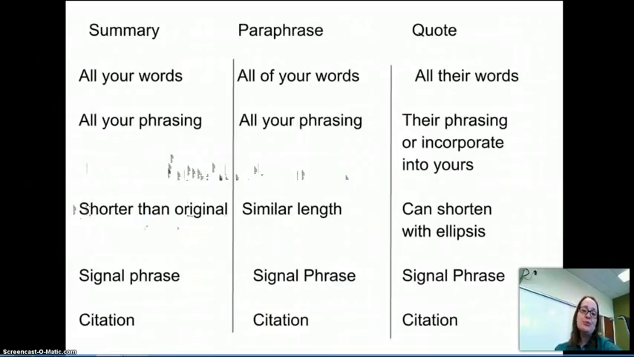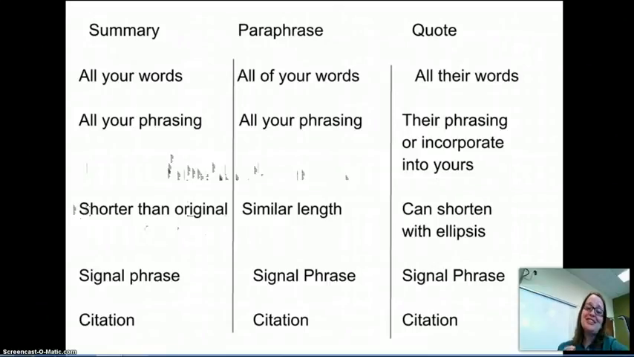All right. So as a review, a summary is all of your words, a paraphrase is all of your words, and a quote is all of their words. A summary is all your phrasing too. That's your sentence structure. The same goes for a paraphrase. And in the quote, it can be their phrasing or you can incorporate it into yours. A lot of times the most effective quotes are just a few words long. And you just incorporate that into your own phrasing. A summary is shorter and a paraphrase is about similar. If you need to shorten a quote, you use an ellipsis. That is dot, space, dot, space, dot, space.